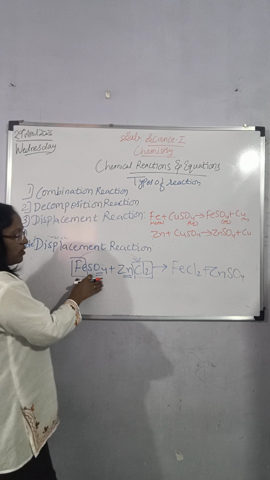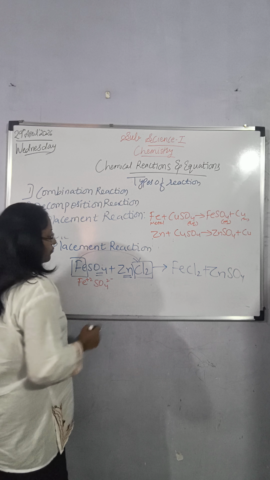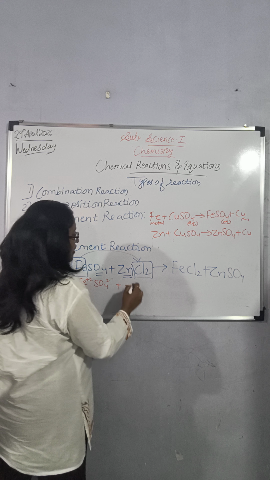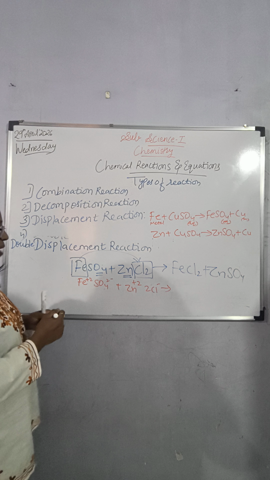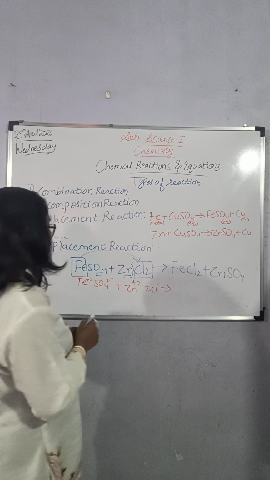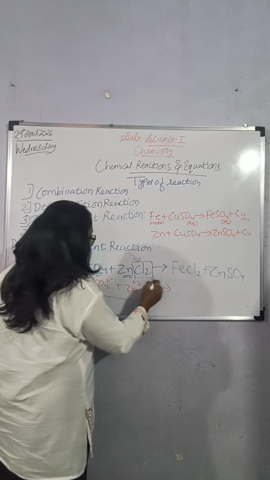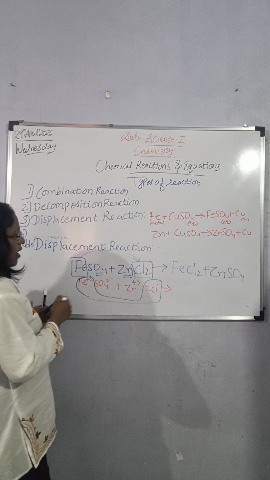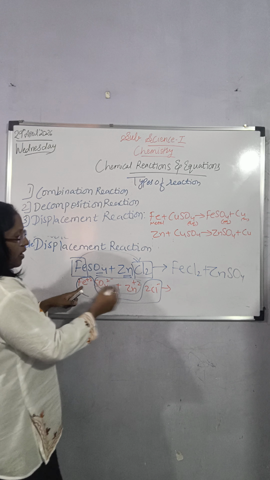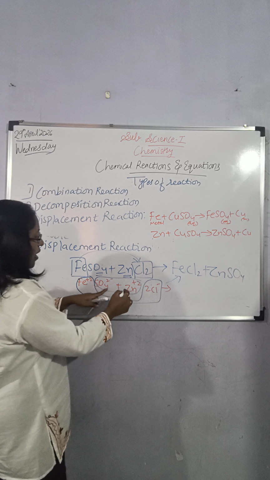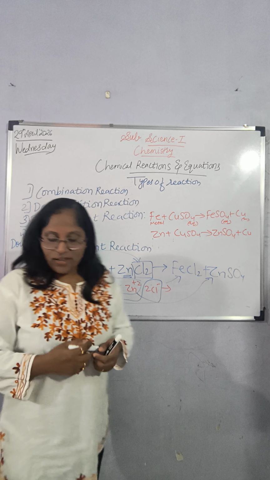You know a compound is made up of what? A positive ion and a negative ion, here Fe2+ and SO4 2-, plus Zn2+ and 2Cl-. So here the exchange of the ions takes place. Now this positive ion will go with this negative ion, and this positive ion will go with this negative ion. So you can see FeCl2 and ZnSO4. Hope this equation is clear.